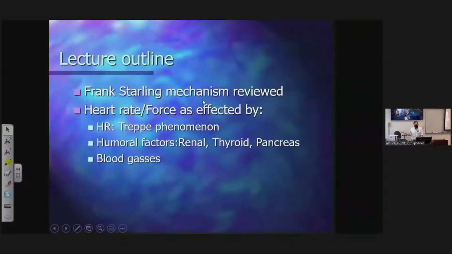So, stretch it and it kicks hard. It's like a rubber band. There's something called the TREP phenomenon. We'll look at that. We're going to look at chemicals, humors, so the chemicals from the kidneys, the thyroid, and the pancreas, and we'll also look at blood gases. How do these things change your force? We just looked at blood gases, oxygen and CO2, on the rate side of it. An easy way to remember it is they're all the same. Force and rate are together with all those: O2, CO2, and pH.